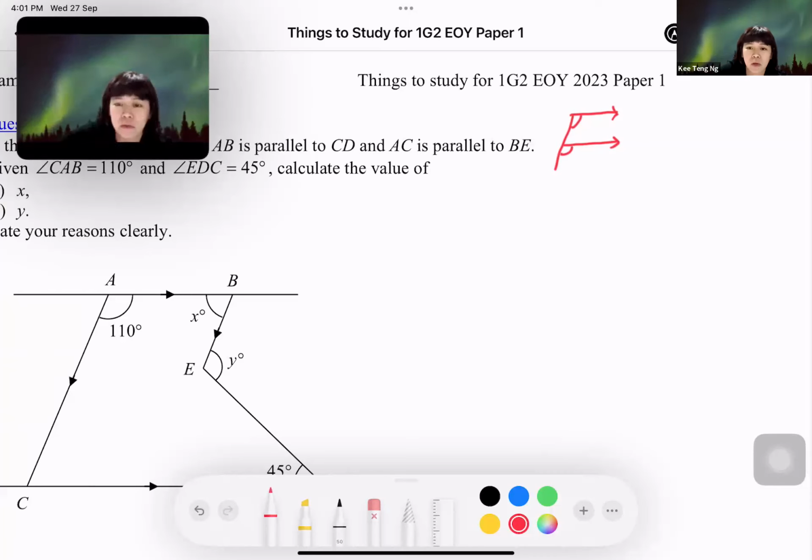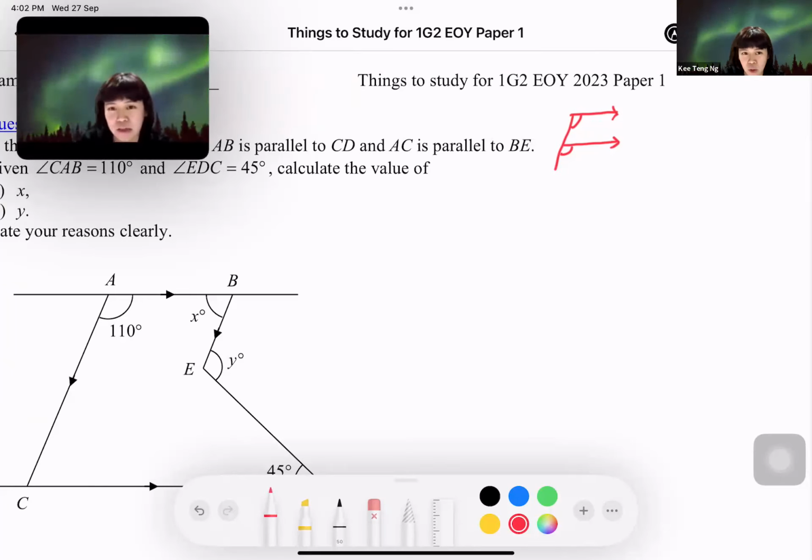Ayo, did the screen hang? Yeah, I think it hang. Okay. Hey, can you all see already? Hello, hello. Okay, right.